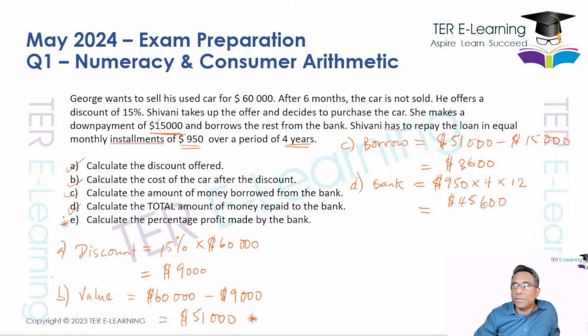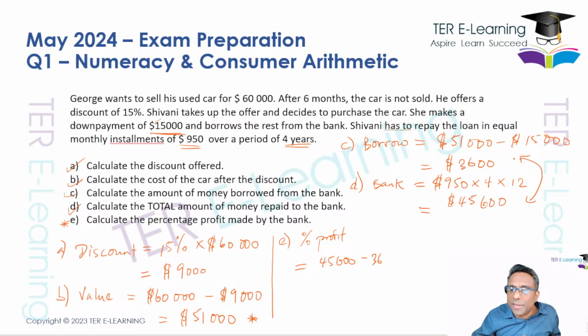Now, part E, we want to calculate the percentage profit made by the bank. Now, she actually borrowed $36,000. That's the amount that was borrowed, so the bank is making a profit on this. So the percentage profit is going to be, now what you need to do is find the difference between these two numbers, because that is going to give you the profit that the bank is making. So the profit is going to be 45,600 minus the 3,600.